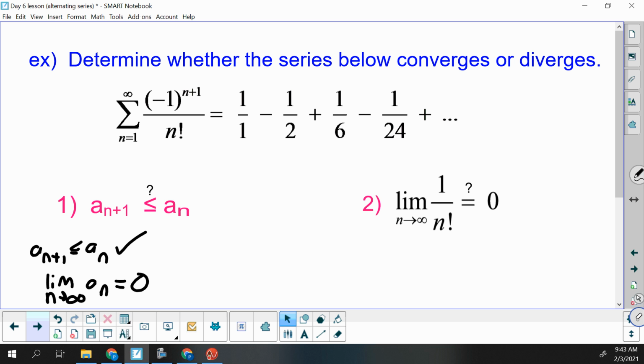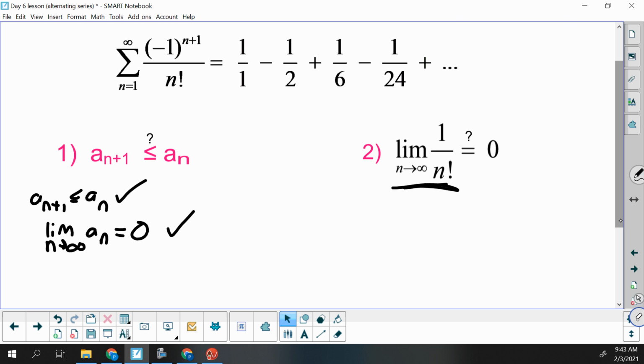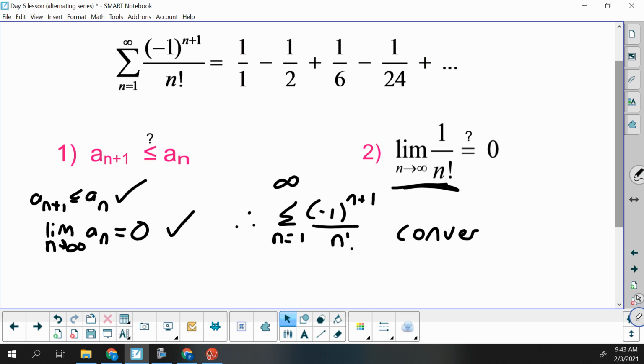And I'll go look at that. Okay, well, as we see over here, the denominator is going to get huge. The numerator is going to stay the same. So yes, that works out. So therefore, we can say the series n equals 1 to infinity of negative 1 to the n plus 1 over n factorial converges by the alternating series test.